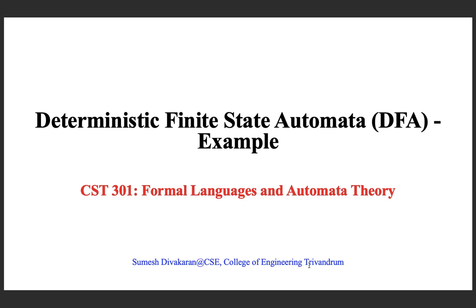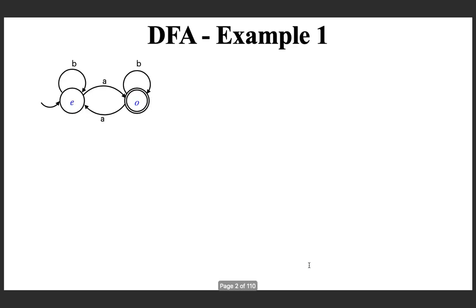So examples will make it clear why we need automata and what they are doing. So look at the first example. Here you have a deterministic finite state automaton, with the two states E and O. This arrow represents that E is the start state of the automaton and the double circle represents that O is the only output state or final state of the given automaton.